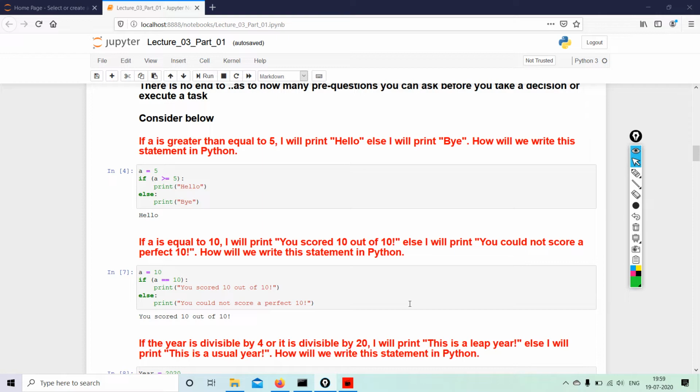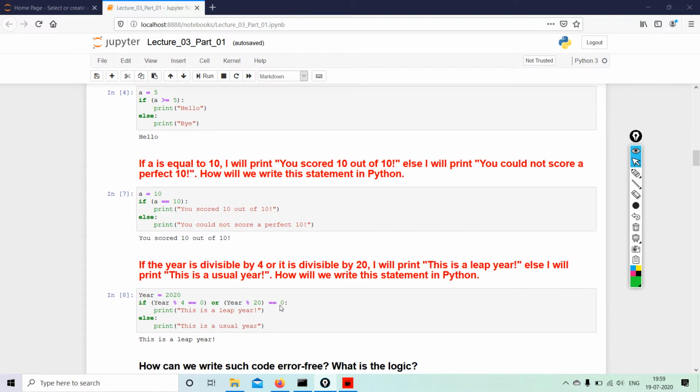If a is equal to 10, I will print you score 10 out of 10, else I will print you could not score a perfect 10. How will we write this statement in Python? First I have to define a equals 10. If a equals 10, print you score 10 out of 10, else you could not score a perfect 10. So similarly, different examples, different ways of writing our if and else statement.